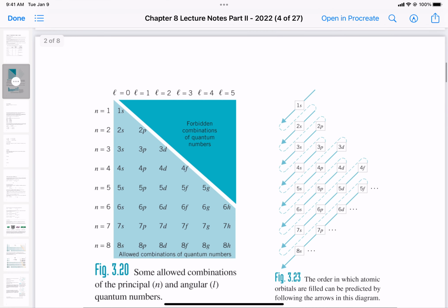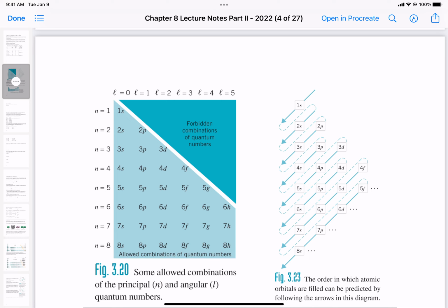Okay, so here is a combination of quantum numbers. On this lower half, we have all the allowed quantum numbers. On the upper half, those are forbidden. So for n equals 1, there's no 1p, no 1d, no 1f, and no 1g. These are the forbidden quantum numbers here in the turquoise blue.